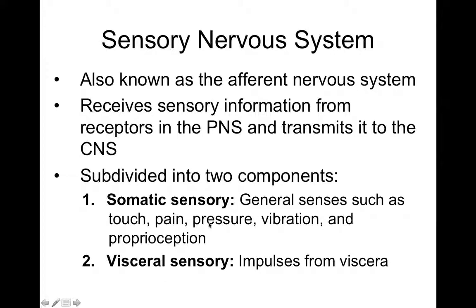Now, we talked about how the sensory nervous system has somatic and visceral sensations, and so the somatic sensory would be things like touch, pain, pressure, vibration, and proprioception. Proprios means self, so proprioception means the sensation of your own body, but mostly with respect to joint position. So knowing what your body's position is currently, just feeling your joint stretch and that kind of stuff.